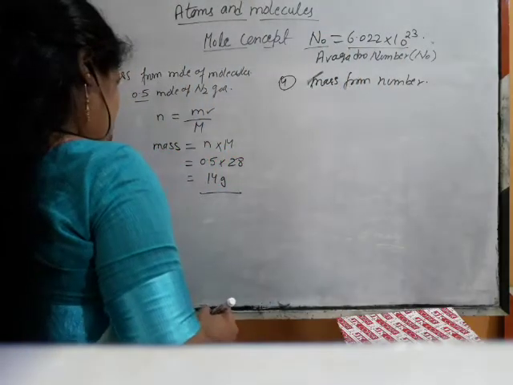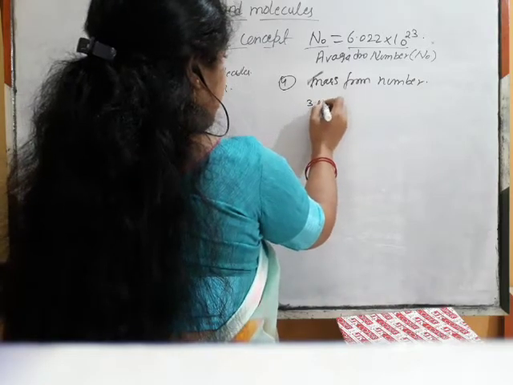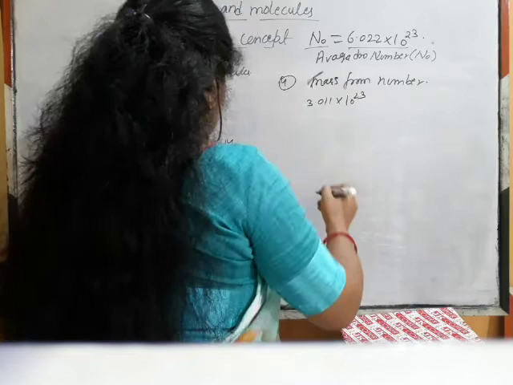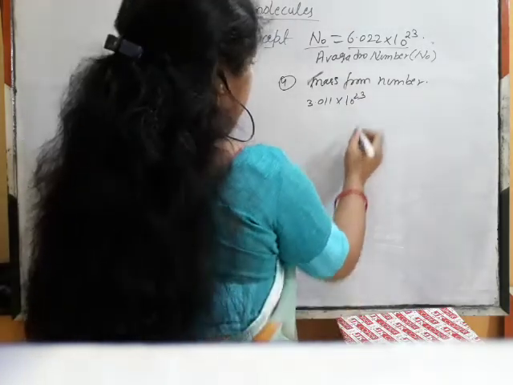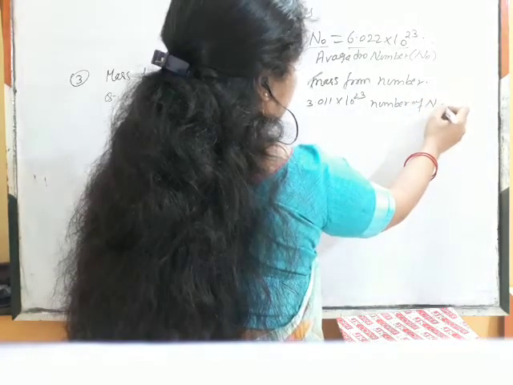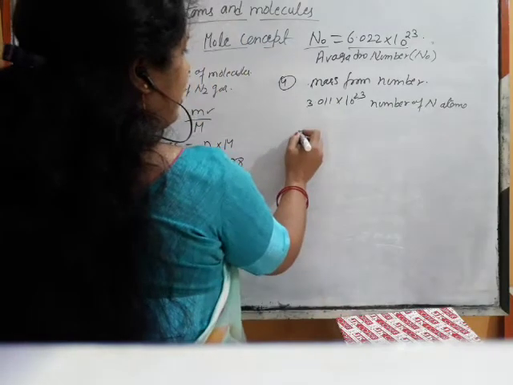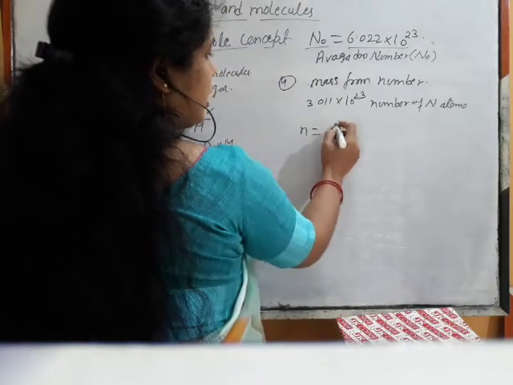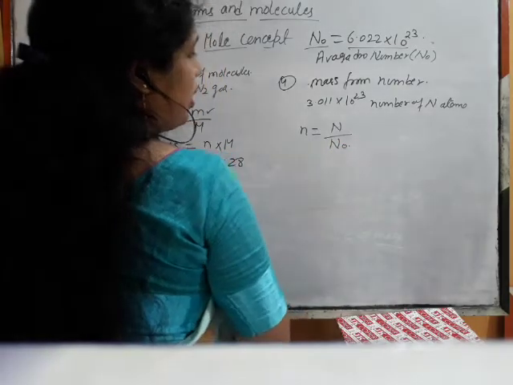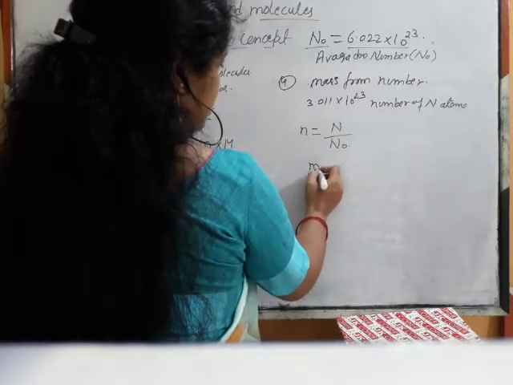Mass from number. Now the number of particles is given: 3.011 into 10 raised to the power 23 nitrogen atoms. Since we know that number of moles is equal to number of particles upon Avogadro number, we can find the mass.